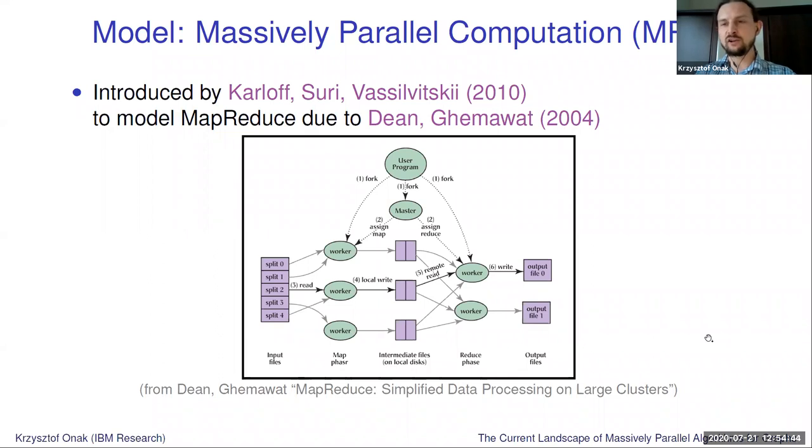I'm not gonna go here into details of what exactly happens in MapReduce. Let me just say that this is a pretty good description of what you would do in practice with synchronous batch jobs. And this model pretty well also describes what happens in a number of other systems as well.